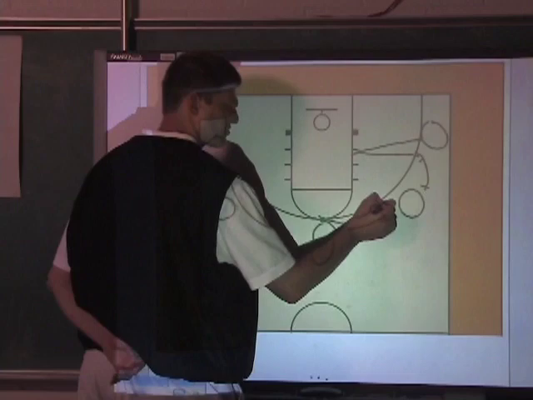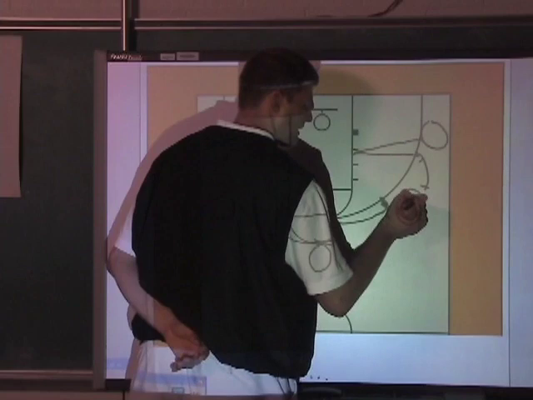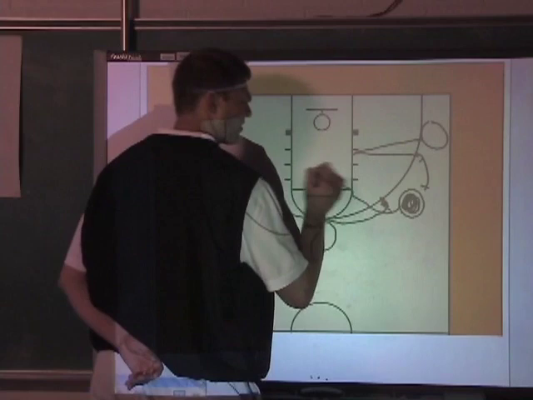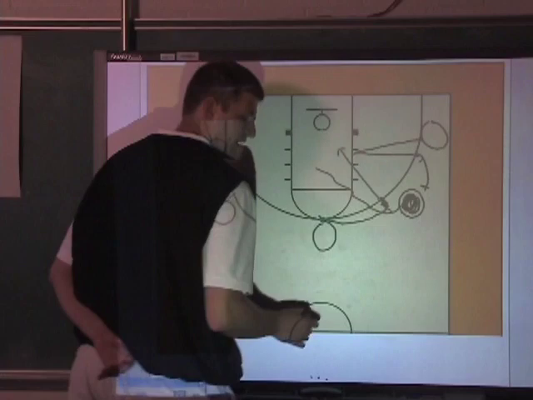With this ball screen being set on this player, he then will read it by dipping his man to the right side and then coming off of it hard, and then this guy will then roll. Now on this roll, this guy will then fill that spot up. This is another option that can happen in which also this player can then post up.